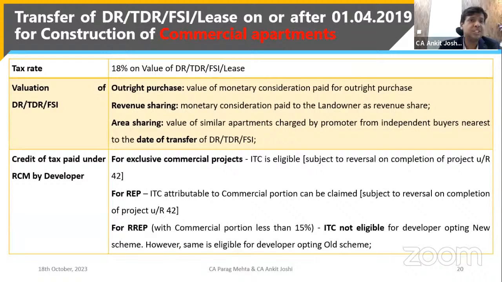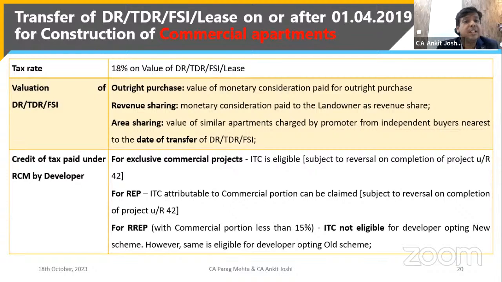In this case also, since there is no concept of unsold portion of commercial premises, the tax rate will be a flat 18% on the value of TDR. Again, for the value of TDR or DR, in case of outright purchase, it will be the value of monetary consideration. In case of revenue sharing, it will be the consideration paid to the landowner as his share. Or in case of area sharing, again, the value of similar apartments at the time of date of transfer, whichever is available, you can use for payment of GST at the rate of 18%.